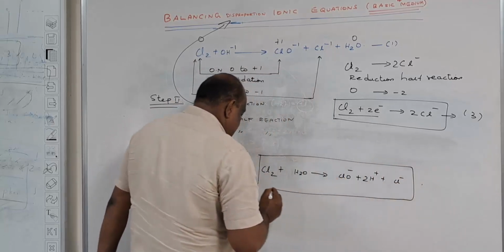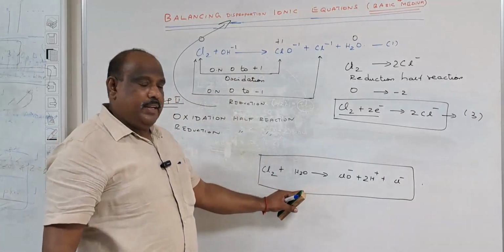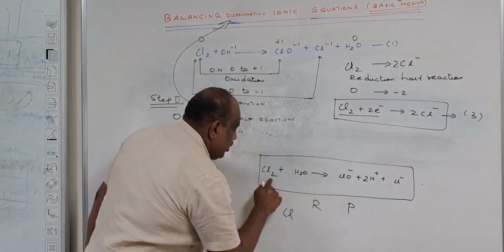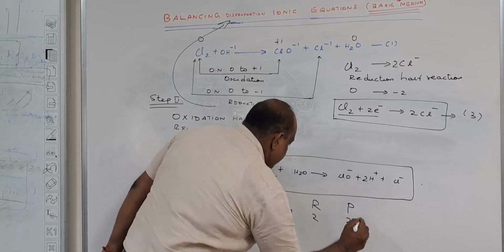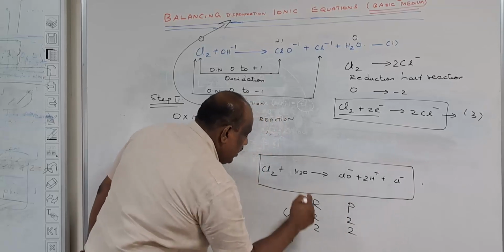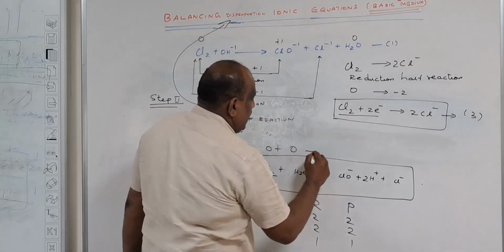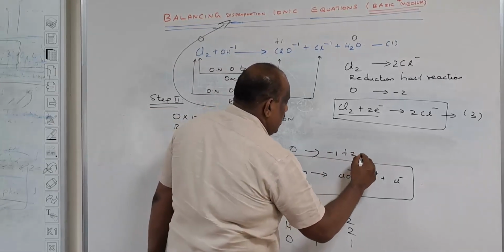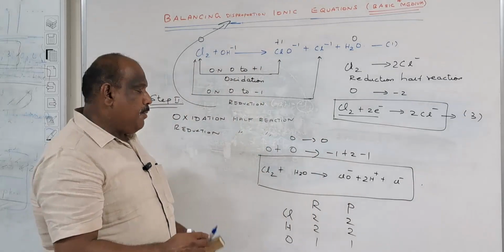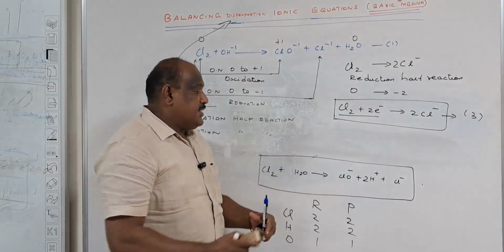Now this equation is called the balanced disproportionation ionic equation in acidic medium. If you want, you can also check reactants and products. What is chlorine? 2. What is chlorine here? 2. What is hydrogen? 2. What is hydrogen here? 2. What is oxygen? Only 1. Here also only 1. Charges: here it is 0 plus 0. Here it is -1 plus 2, which becomes 0. So the charge is also balanced. So this is the balanced disproportionation ionic equation in the case of acidic medium.